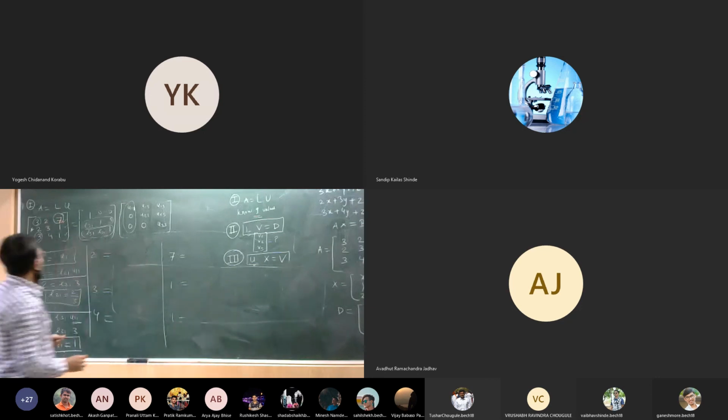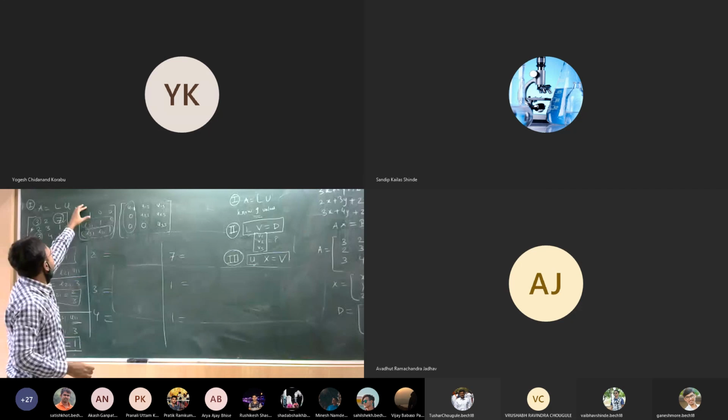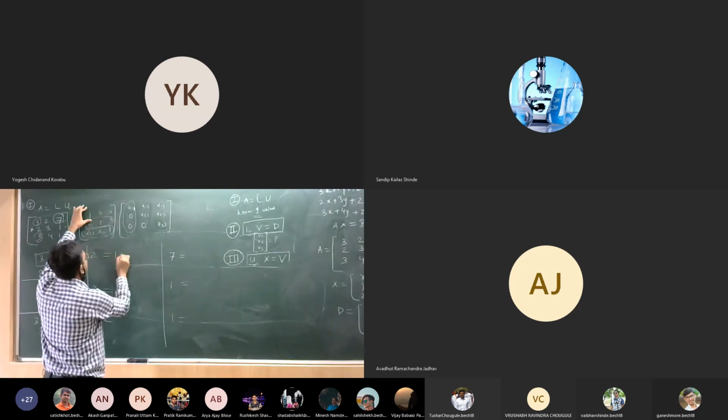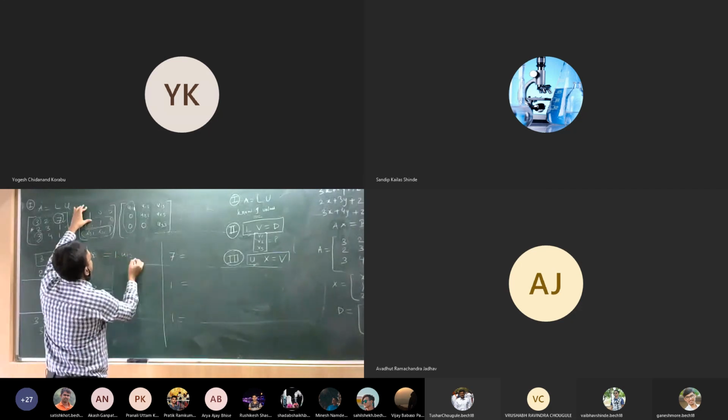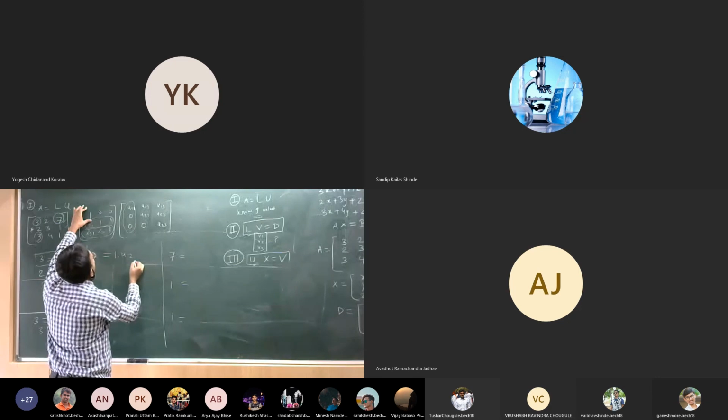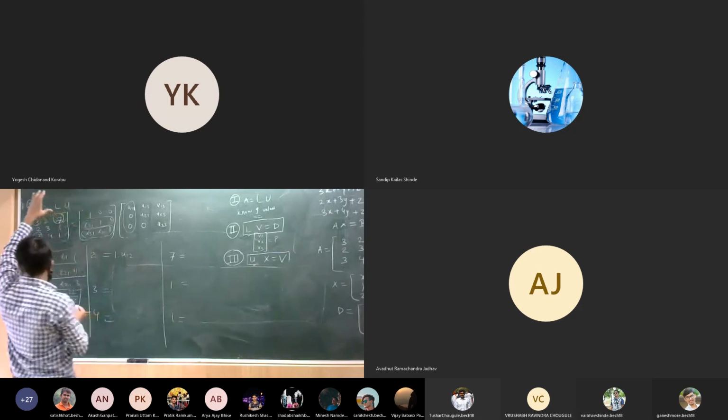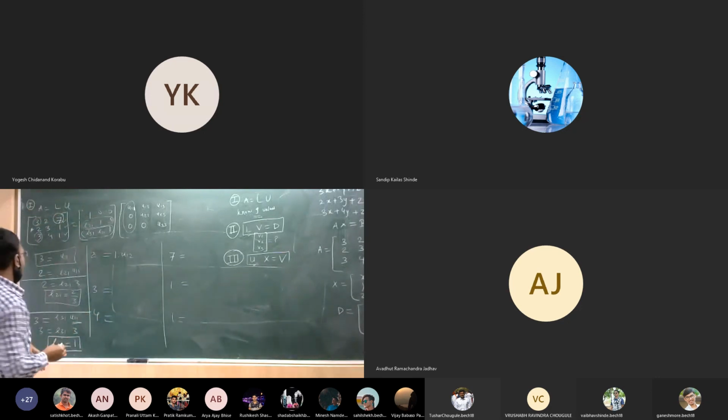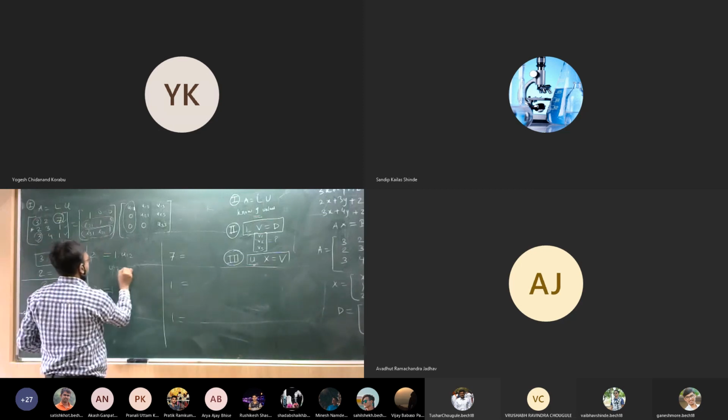So these elements. Now we are taking 2. That means we have to take the first row, second column: 1 into U12, 0, 0. Okay, so U12 is equal to 2.